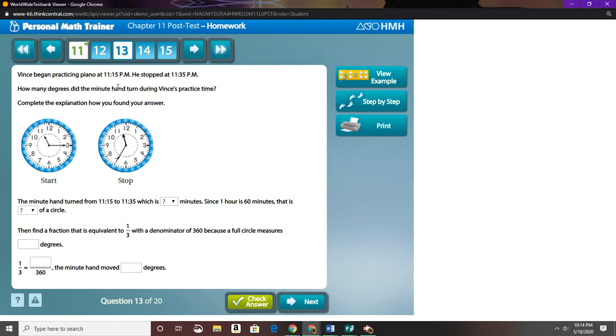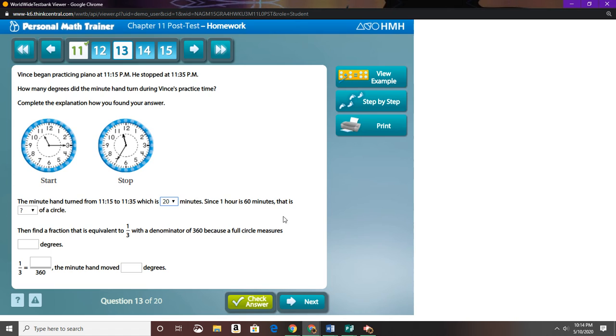Vince began practicing piano at 11:15 p.m. Vince is a night owl. He stopped at 11:35 p.m. How many degrees did the minute hand turn during Vince's practice time? So we traveled 20 minutes, or 20/60ths of the circle. The minute hand turned from 11:15 to 11:35, which is 20 minutes.